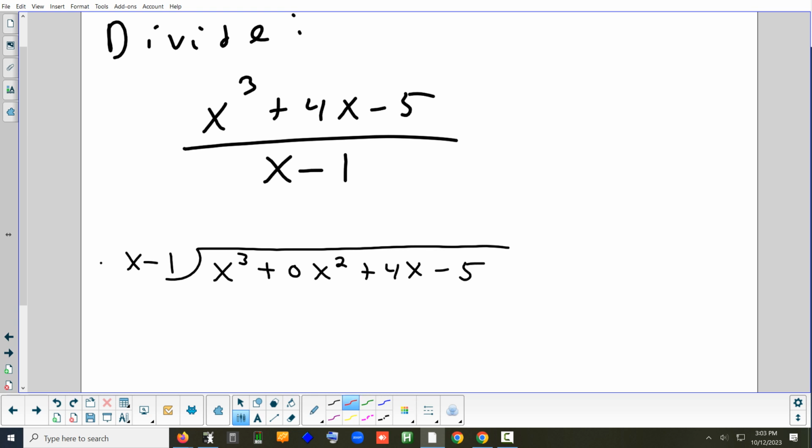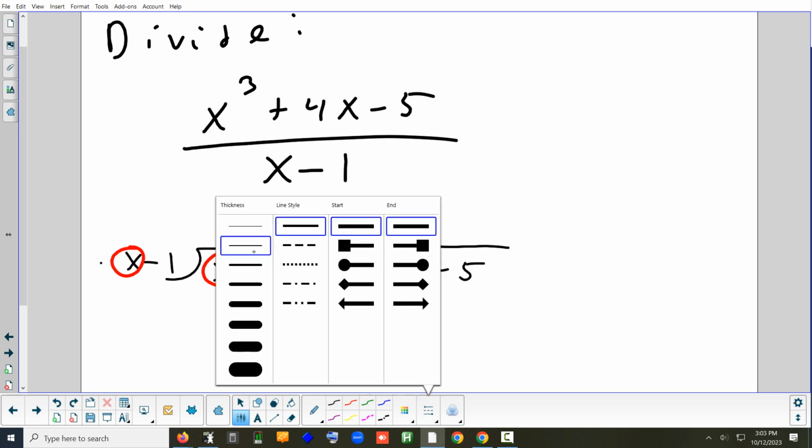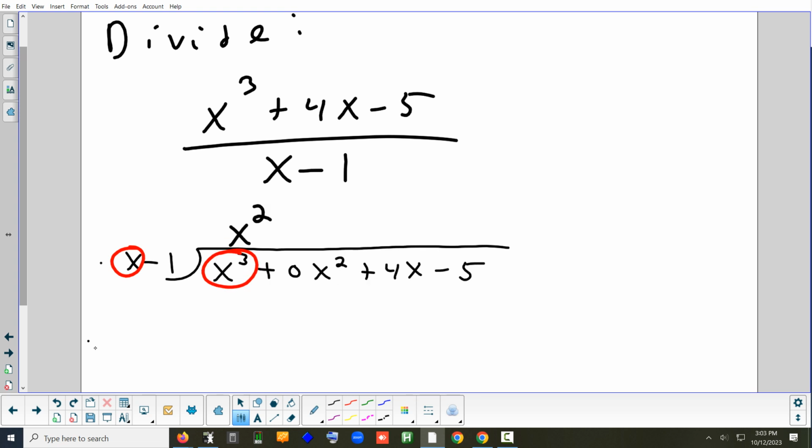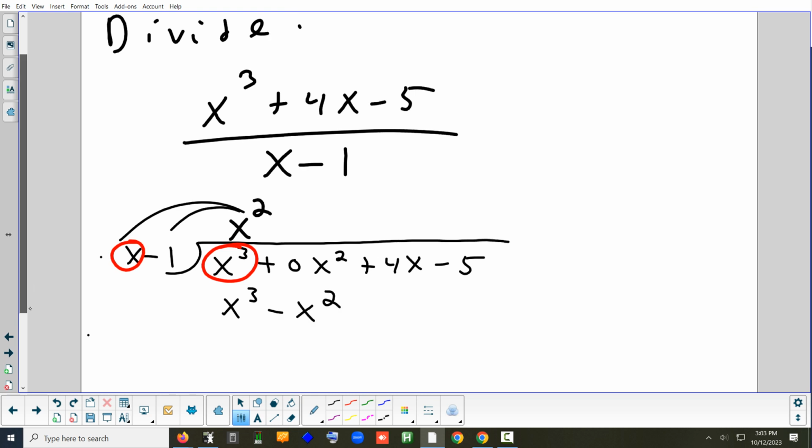Now, take the first term of what's on the outside and divide it into the first term on the inside. What's x cubed divided by x? X squared. Now, what do we do with that x squared? You multiply it by the x and the negative one. I'm going to multiply it back out. X squared times x is going to give me x cubed, and x squared times negative 1 is negative x squared.